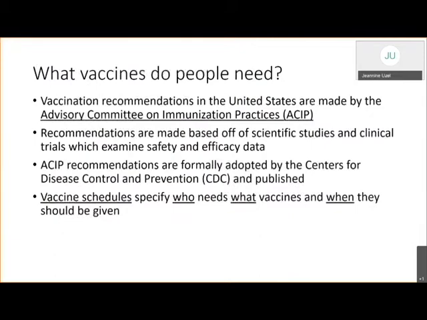Vaccination recommendations in the United States are made by the Advisory Committee on Immunization Practices, or ACIP. Recommendations are made based on scientific studies and clinical trials which examine safety and efficacy data. ACIP recommendations are formally adopted by the Centers for Disease Control and Prevention, and published vaccine schedules specify who needs what vaccines and when they should be given.